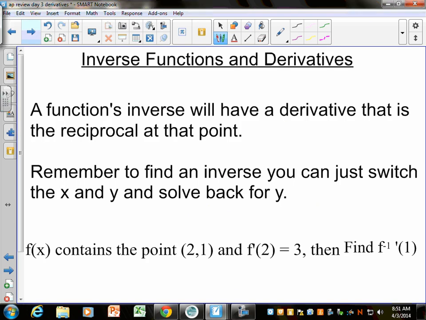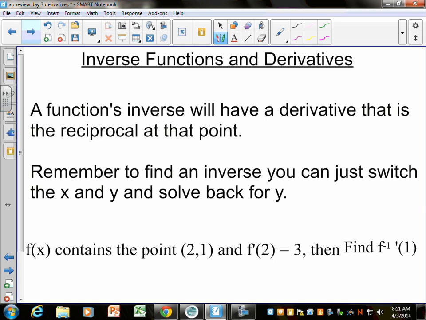Inverse functions and derivatives, this is another one of those things that we talked about one part of one day, and it's one of those rules that show up, and it's usually 1 or 2 questions on the whole test, and if you just know the rule, you'll get those questions right. If you don't, it's not a big deal, it's just 1 or 2 questions, but I like to review it with you.